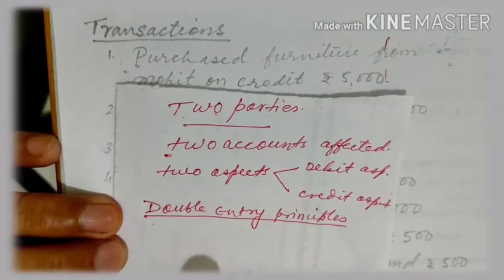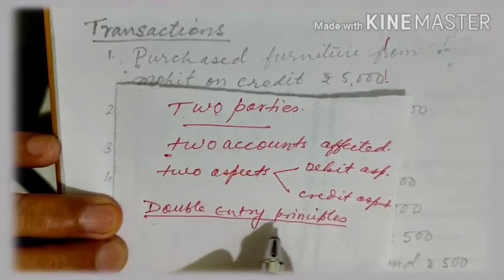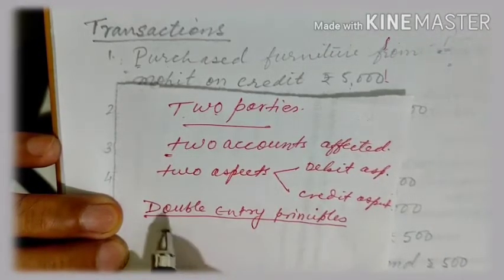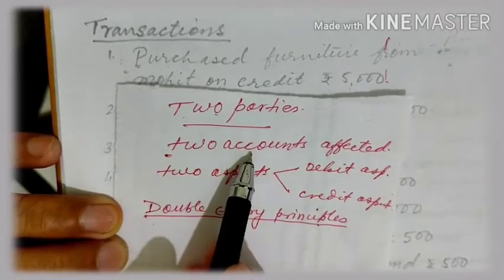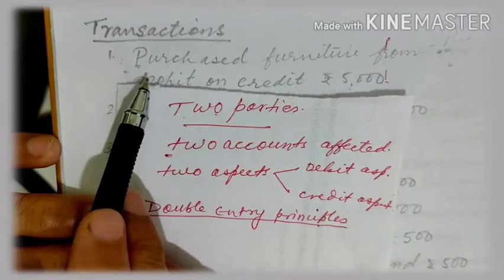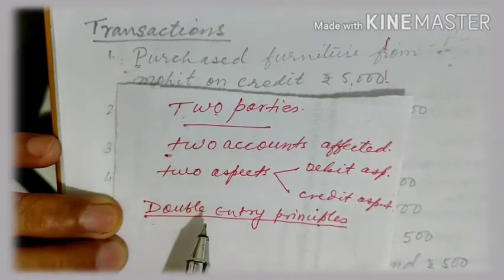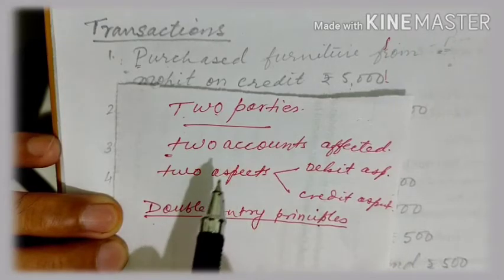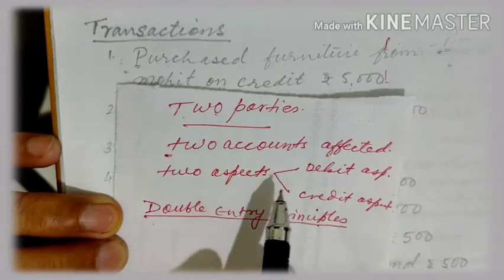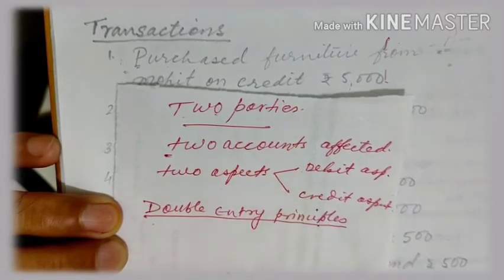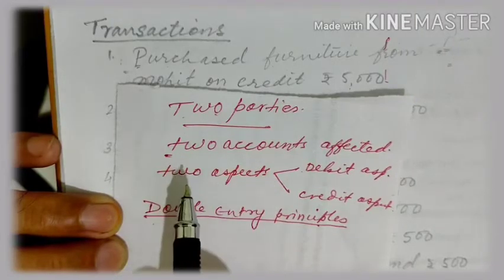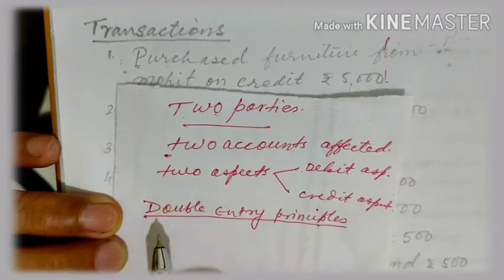So journal is prepared by following the double entry principle. Double entry principle means taking two accounts from a transaction and recording them in the books of accounts. And the value of both these aspects will be the same. If the debit is 500, then the value of the credit aspect will also be the same, because the give and take will always have the same value.